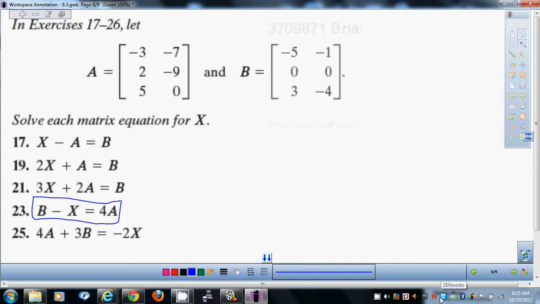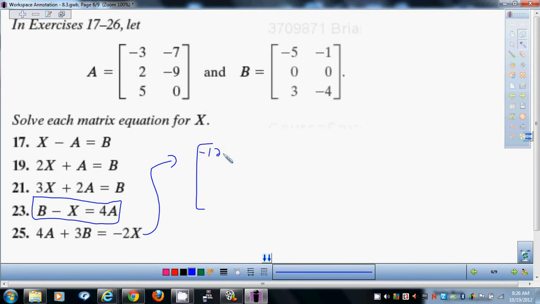4a is going to be negative 12, negative 28, 8, negative 36, 20, and 0. 3b is going to be, what is that, oh yeah, I didn't mean to square that one. I think it's one we did in the DOM. That's why I did that. All right. Well, I don't remember which one we did in the DOM.